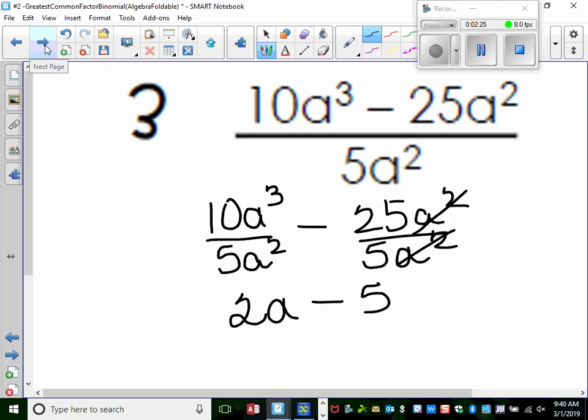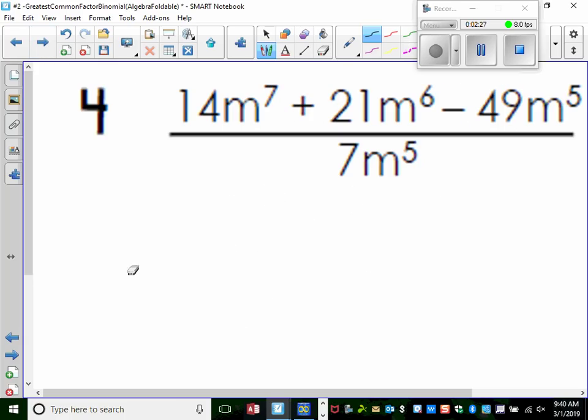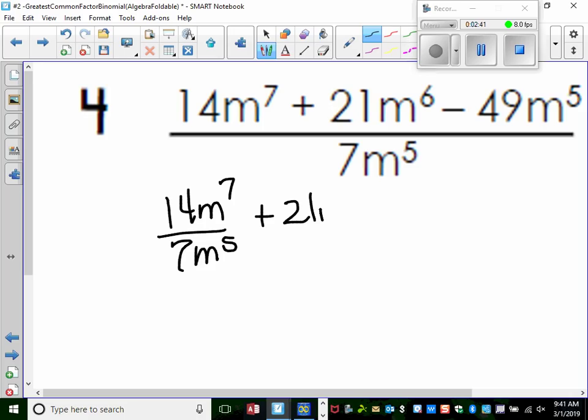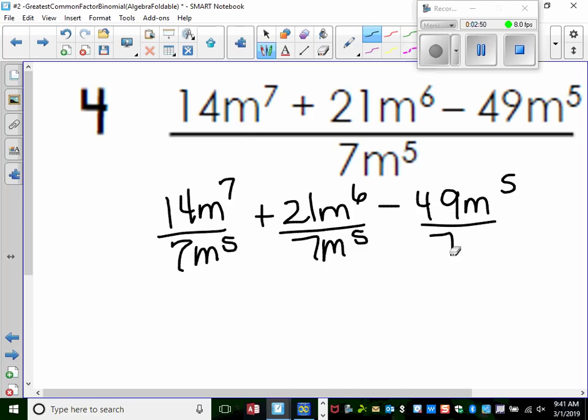All right. Number 4. So now we have a trinomial at the top because there are 3 terms. So we're going to divide each term at the top again by 7m to the 5th. So again, I'm just going to rewrite it. You don't have to rewrite it when you're working your problems. If you want to just leave it like it is, that's fine. To me, sometimes there is an advantage to rewriting it.